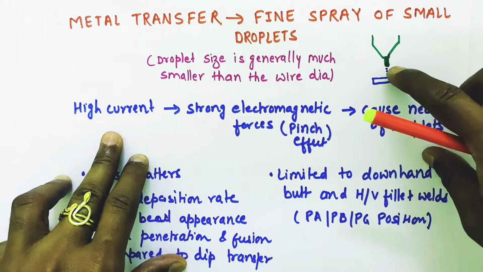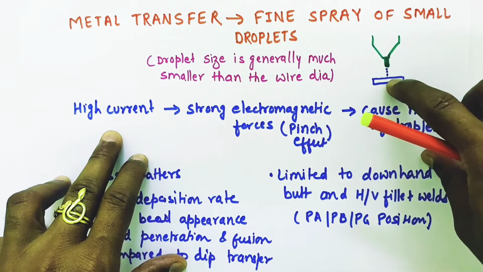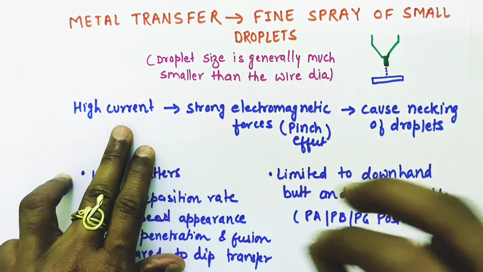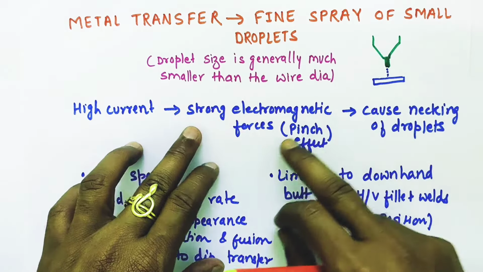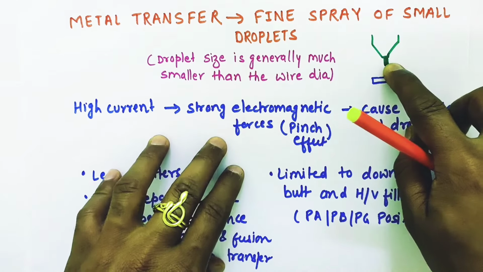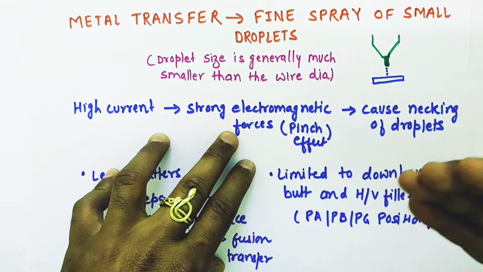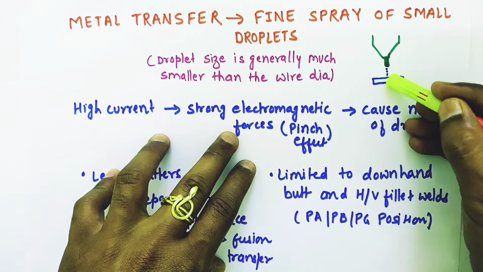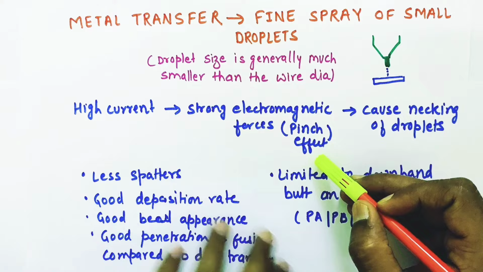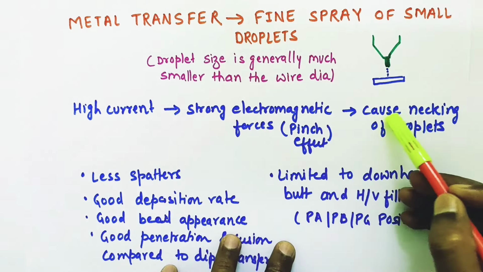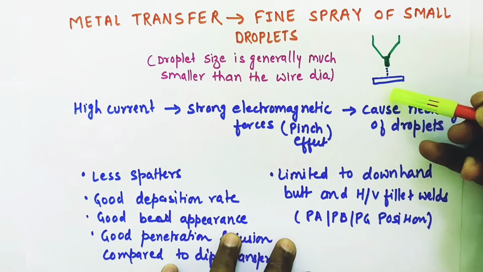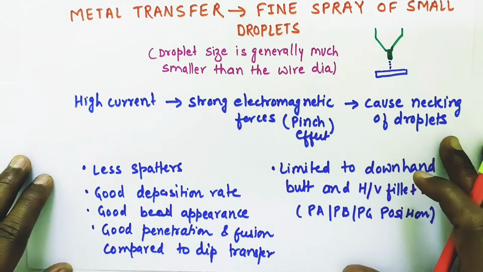So how does the material get detached from the electrode and travel to the workpiece? See, due to high current, strong electromagnetic forces are developed near this area, and these forces cause the droplets to detach from the electrode and travel to the workpiece, and this is known as pinch effect. This pinch effect causes necking of droplets. Necking means the droplets break away from the electrode and travel to the workpiece. So this is how spray transfer happens.